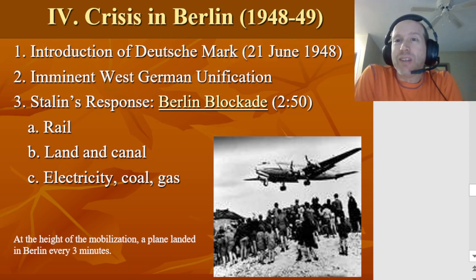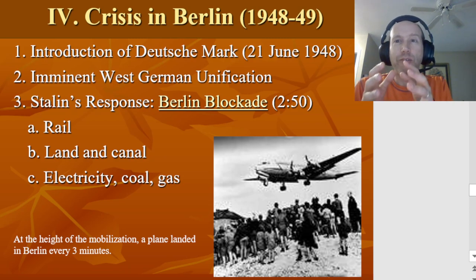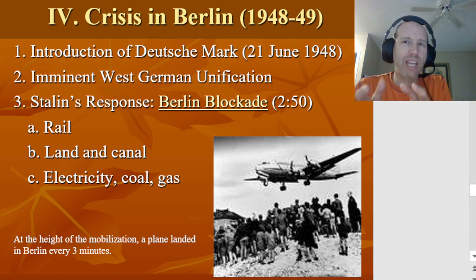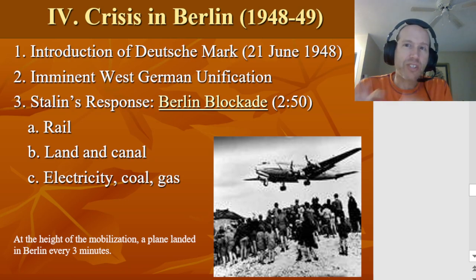Now, the events in some ways started during the London Conference, where the United States and Britain began the process of planning for the reintegration of the western zones of Germany. Now, France had been given a zone as well. Initially, they weren't on board with that, but ultimately, they did join the Western efforts to reintegrate Germany into Western Europe.